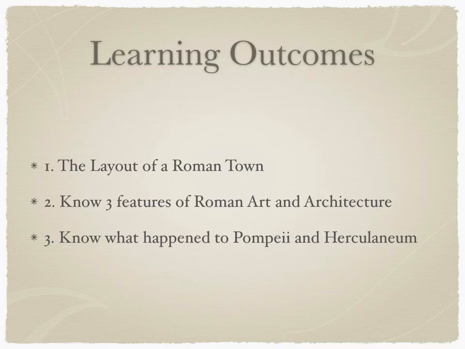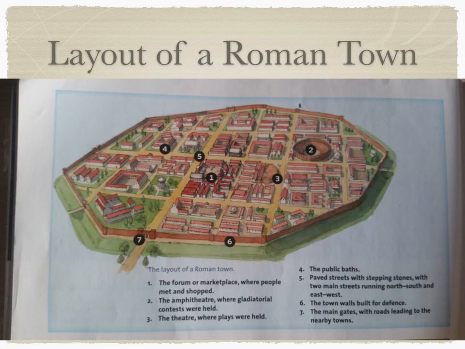As always, we begin our presentation with our learning outcomes, so by the end of this presentation you guys should know the layout of a Roman town. Second, you guys should know 3 features of Roman art and architecture, and finally you guys should know what happened to the cities of Pompeii and Herculaneum.